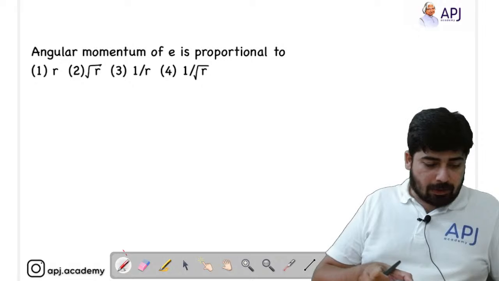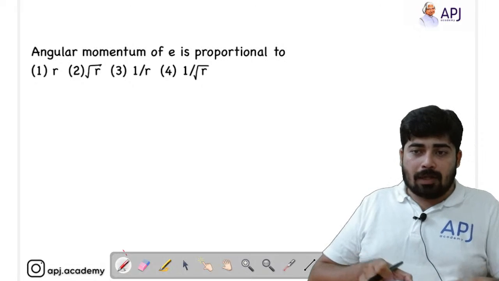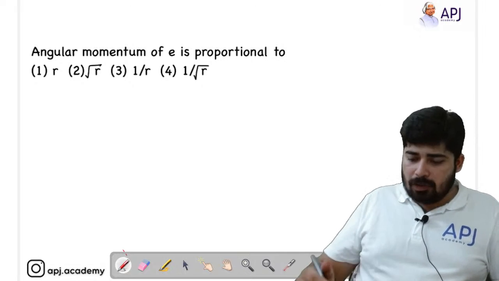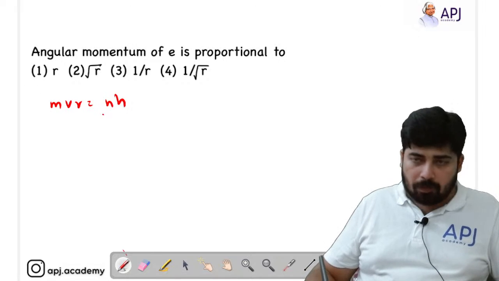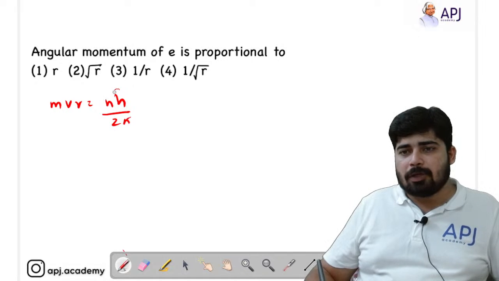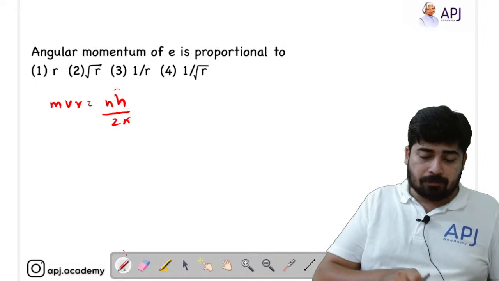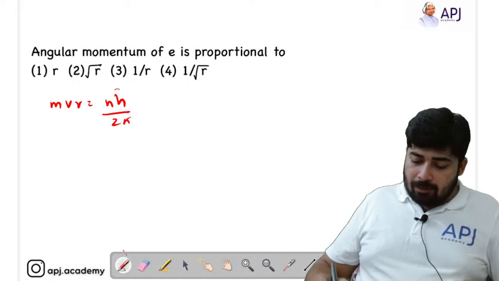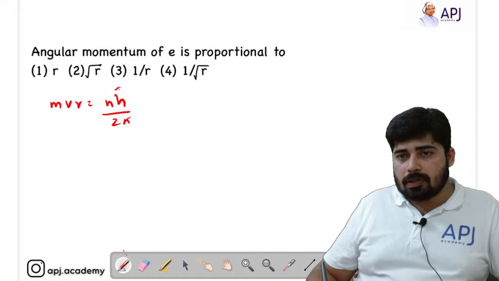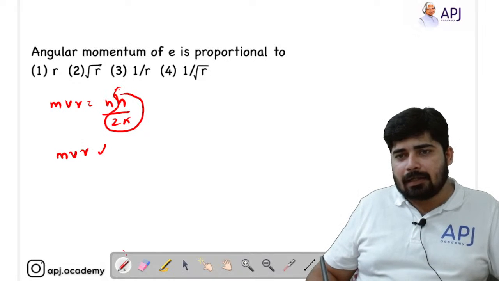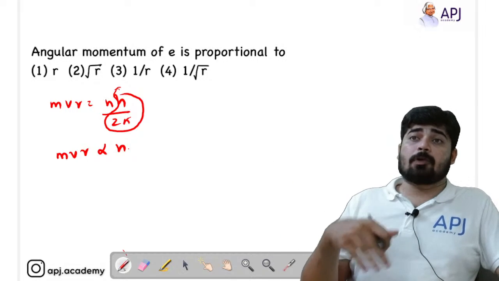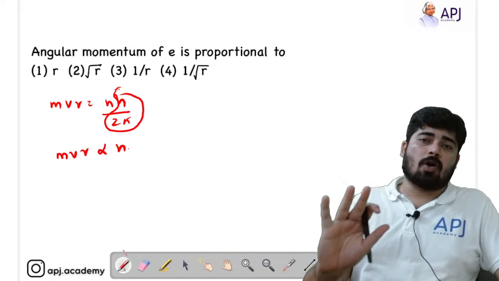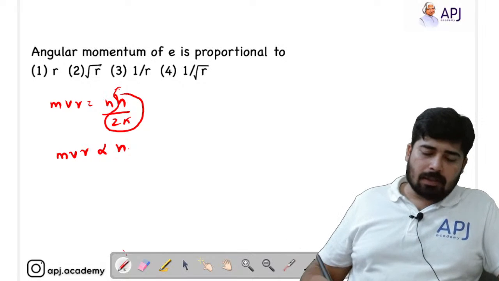Please try by yourself. Angular momentum of an electron is proportional to... we know that angular momentum mvr is equal to nh by 2 pi, and this h by 2 pi is a constant, right? Now mvr, this is a constant, so I can neglect this. So I can write mvr is directly proportional to n. If you remove the constant, then the proportionality sign will come. If you remove the proportionality sign, then the constant will come. That's how it happens, right?